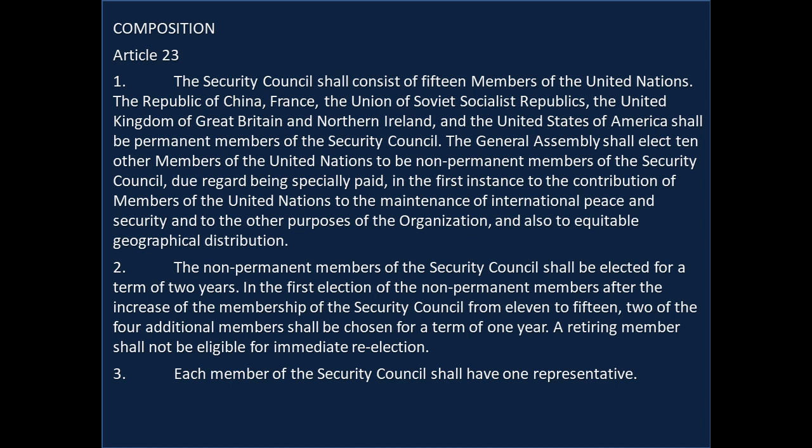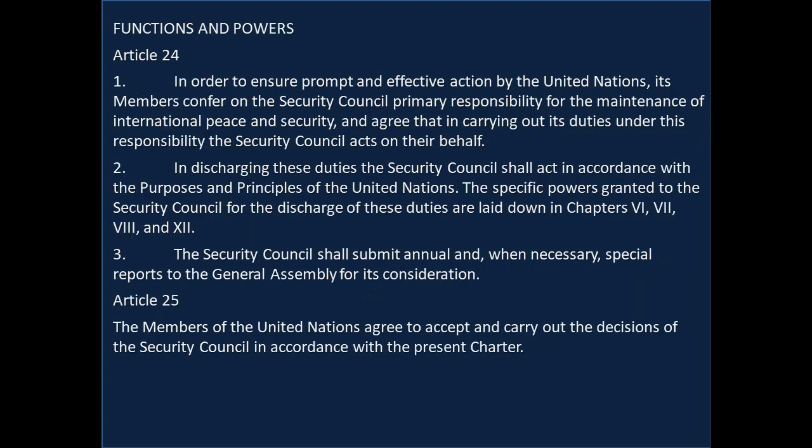2. The non-permanent members of the Security Council shall be elected for a term of 2 years. In the first election of the non-permanent members after the increase of the membership of the Security Council from 11 to 15, 2 of the 4 additional members shall be chosen for a term of 1 year. A retiring member shall not be eligible for immediate re-election. 3. Each member of the Security Council shall have 1 representative.